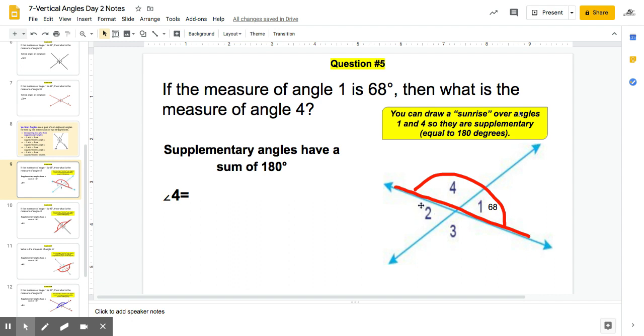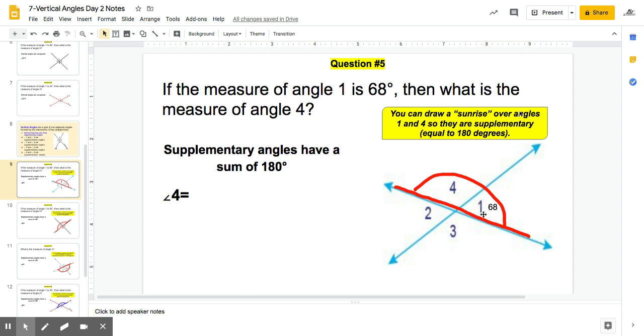So here's the line, like here's our horizon, and here's the sun coming up over that horizon. If you can draw that sunrise, then those two angles that are in that sun are going to be your supplementary angles, which means together angle 1 and angle 4 have to equal 180 degrees. And we've done problems like this in the past.